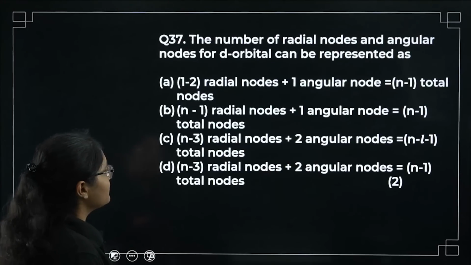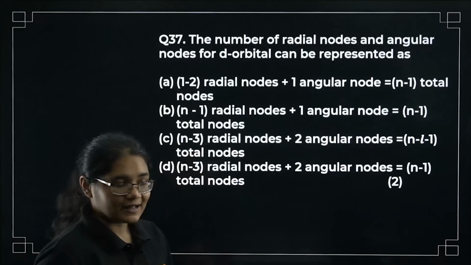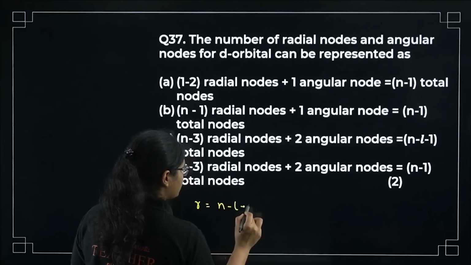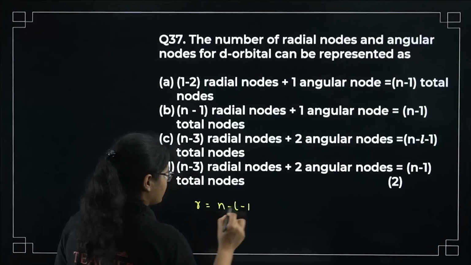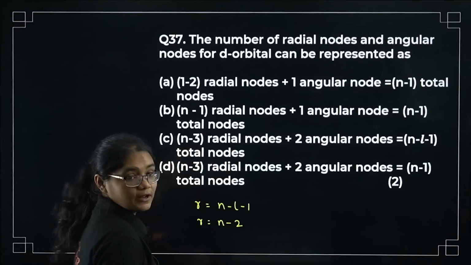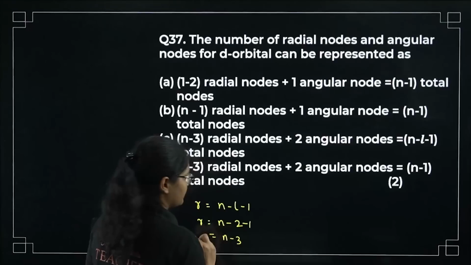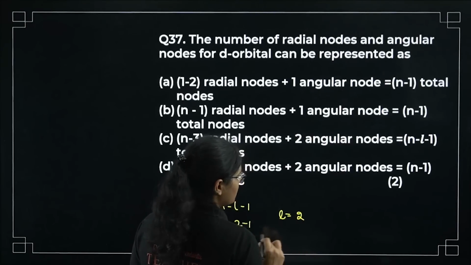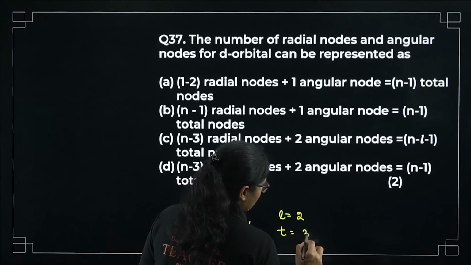Next, the number of radial nodes and angular nodes for d orbital can be represented as. So if you know, radial nodes is equal to n minus l minus 1. So for d orbital the L value is 2, right? So radial nodes will be n minus 2 minus 1, so that is equal to n minus 3. And the angular nodes will be equal to 2. So that is 2. And the total nodes here will be n minus 1.